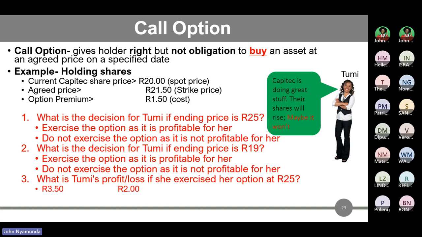Okay. So, ladies and gentlemen, looks like everyone is saying, no, don't exercise. Why would she go and, what are we saying here? One decision is the ending price. Yeah, not exercise. True, 100%. Number three. What is Tumi's profit or loss if she exercised the option at 25? What is her profit or loss? Is it 3.50 or 2 rand?